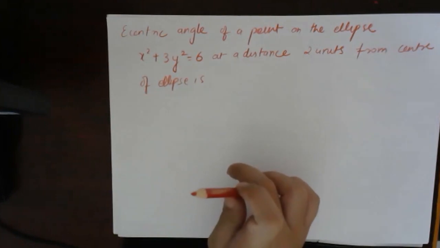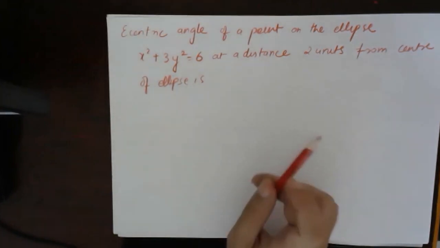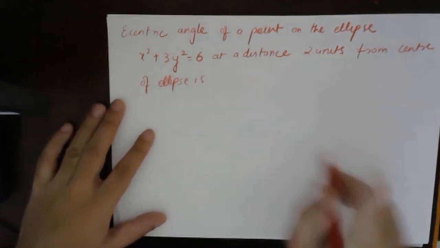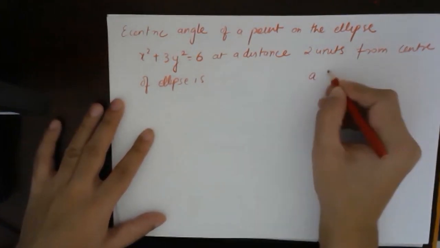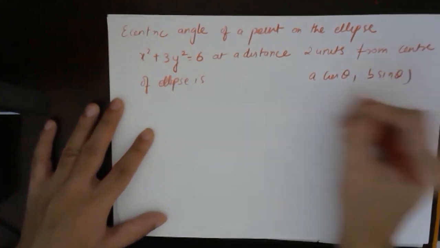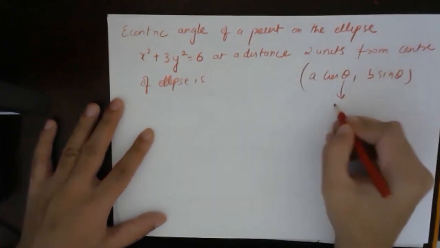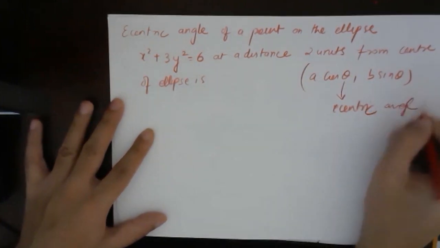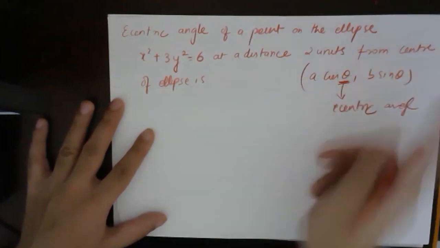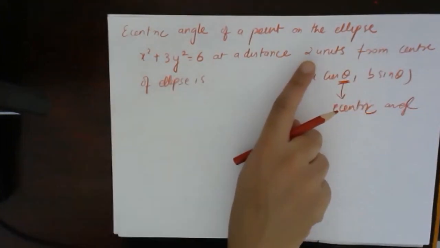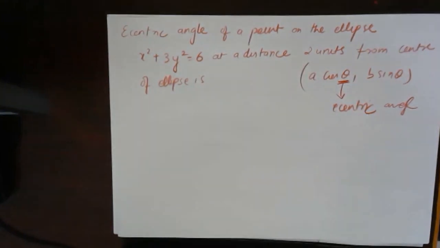If you remember the parametric form of any point on the ellipse was a cos theta comma b sin theta. This is known as the eccentric angle. So you have to find that angle whose distance from the center is 2 units. Okay. Let's see if you can find this out.